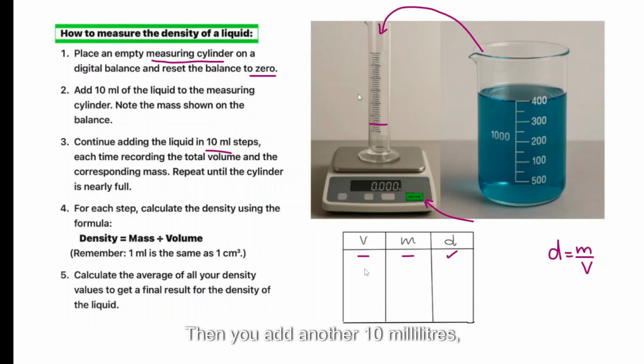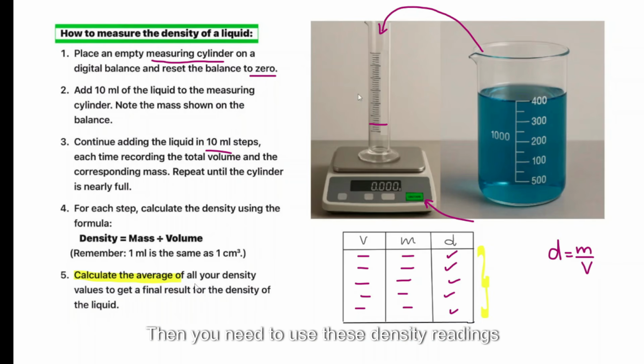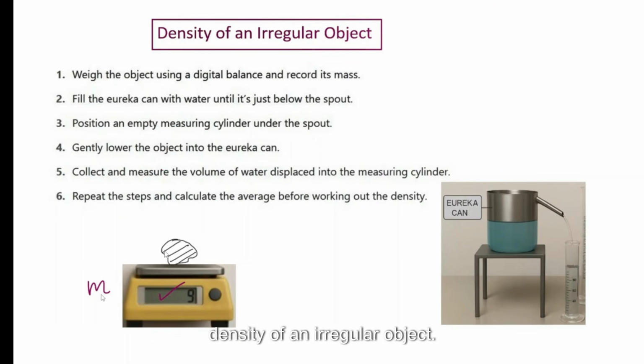Then you add another 10 milliliters. That is 20 milliliters altogether. Now you have a new mass reading and can calculate the density. Then you need to use these density readings to calculate a mean density.